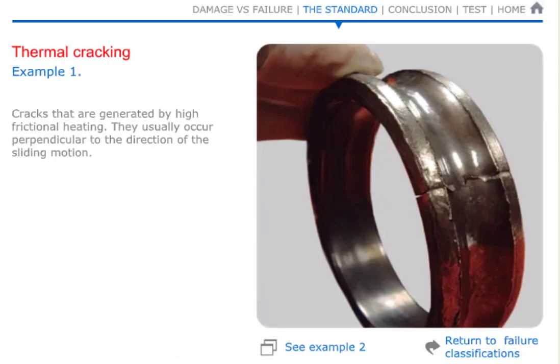Thermal cracking can occur when two surfaces slide heavily against each other. The frictional heat that's developed causes cracks, generally at right angles to the sliding direction.